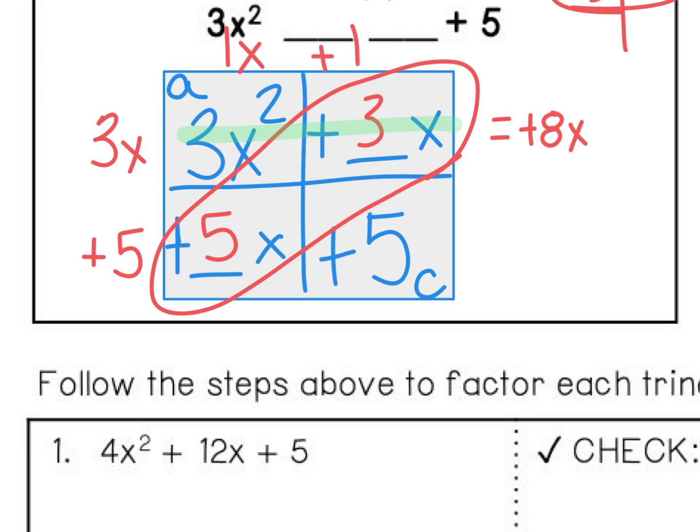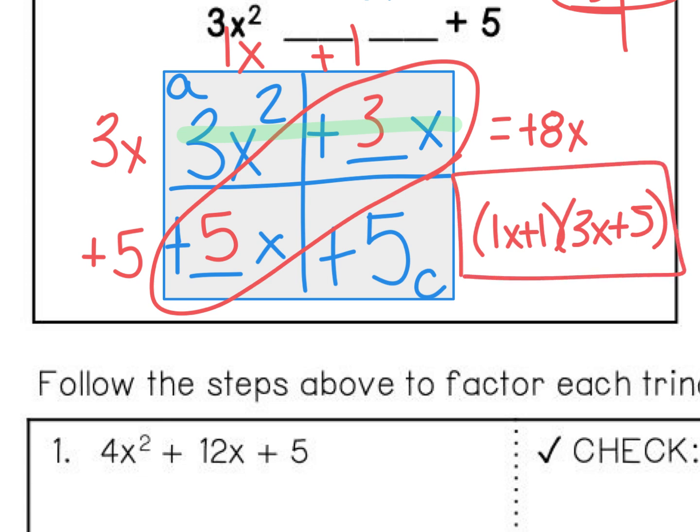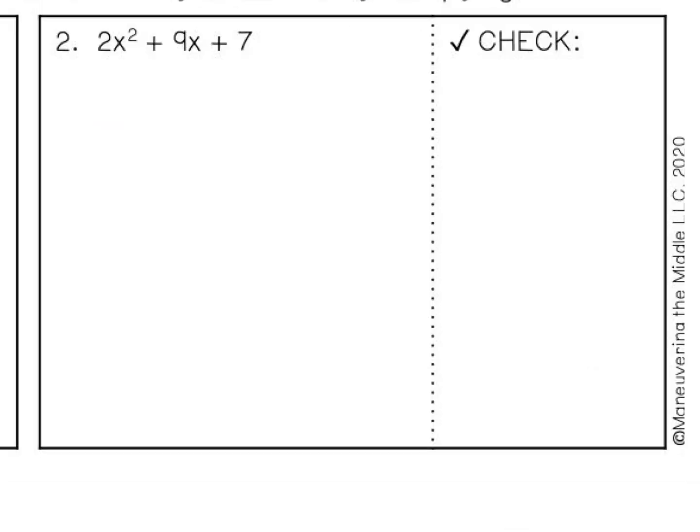So here is our answer. Are you ready? 1x plus 1, or you could just write x plus 1, and 3x plus 5. You could write 3x plus 5 times x plus 1 if you wanted. Either way is correct. Should you plug this into Desmos to check it? Absolutely. I'm going to do number 2. Now, number 1 and all of the examples are in the PDF on the calendar.